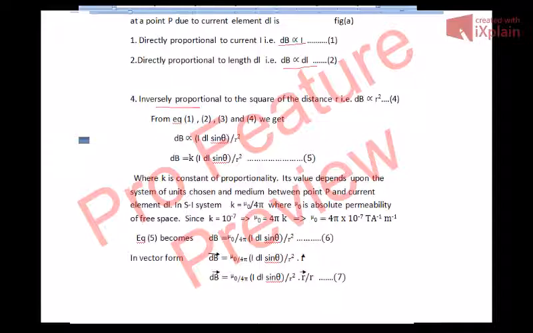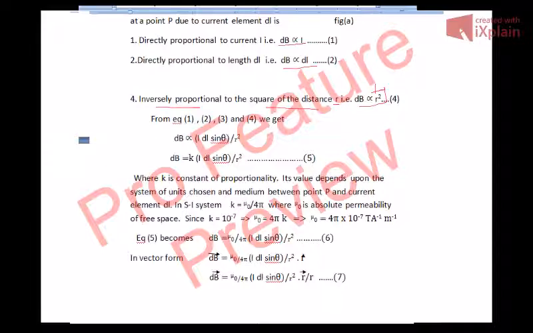It is inversely proportional to the square of the distance. That is, dB is actually proportional to 1 by r square. dB is inversely proportional to 1 by r square, inversely proportional to the square of the distance.